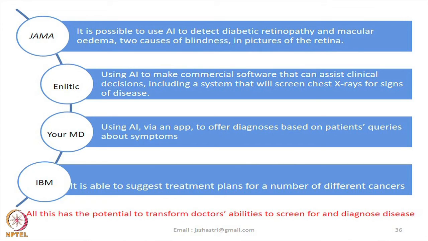There are lots of companies coming up with artificial intelligence apps to take the patient's queries about symptoms and diagnose the conditions. IBM is able to suggest treatment plans for a number of different cancers, and all this has the potential to transform doctors' abilities to screen for and diagnose disease. Where is it important? It is extremely important where the doctor-patient ratio is skewed.